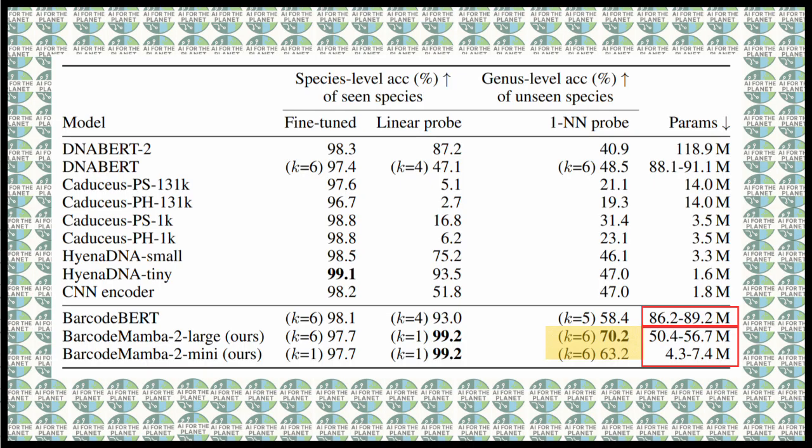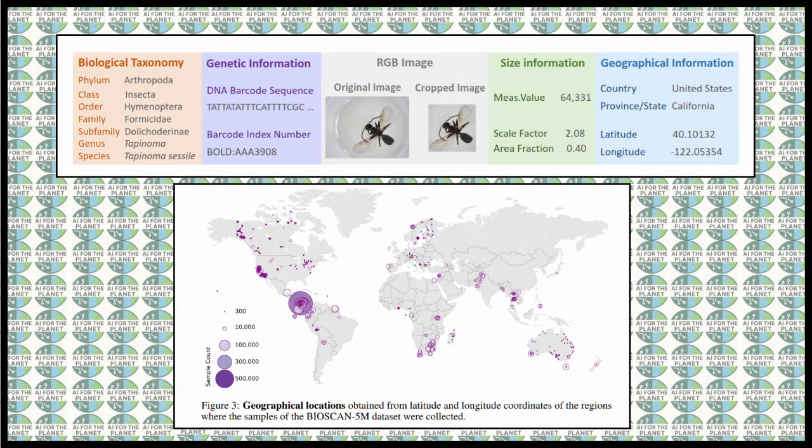In total, the authors show how the Mamba architecture can be effectively used to create models that turn DNA sequences into genus and species classification. In the future, they hope to test the model's performance on the newly released BioScan 5M, which contains 5 million insect DNA samples.